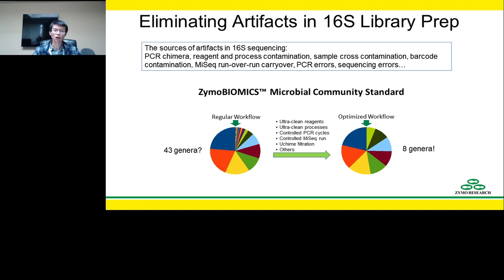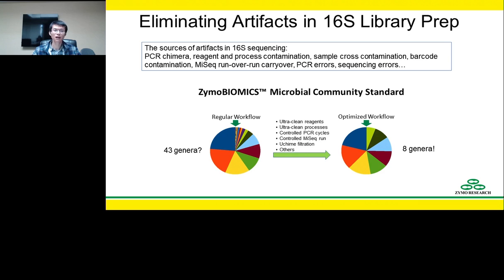The defined composition of a microbiome standard is really helpful, based on our experience, to help you identify these artifacts and optimize the library preparation process. In this case, we're using the ZymoBIOMICS Microbial Community Standard as the defined input. This figure shows the microbial composition of the ZymoBIOMICS Microbial Community Standard when sequenced and analyzed using a regular workflow. As many as 43 bacterial genera were identified, while the Microbial Community Standard should only have 8 bacterial genera.